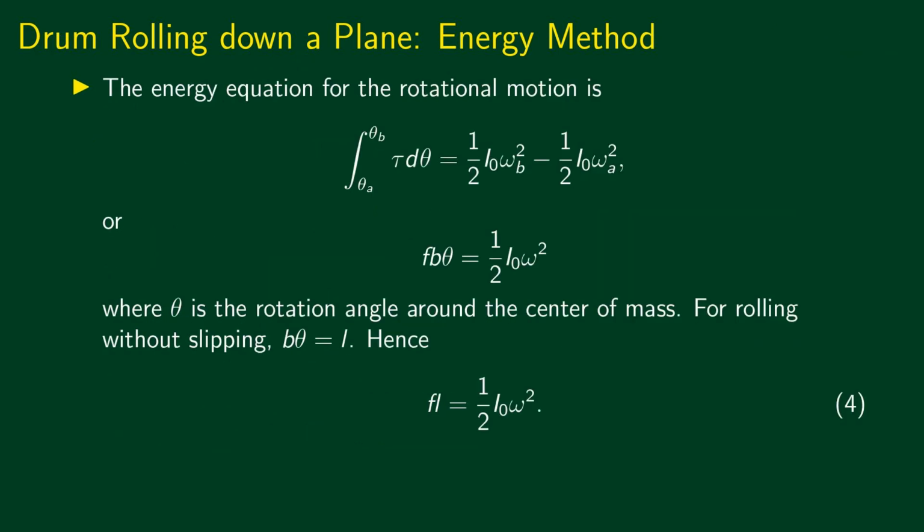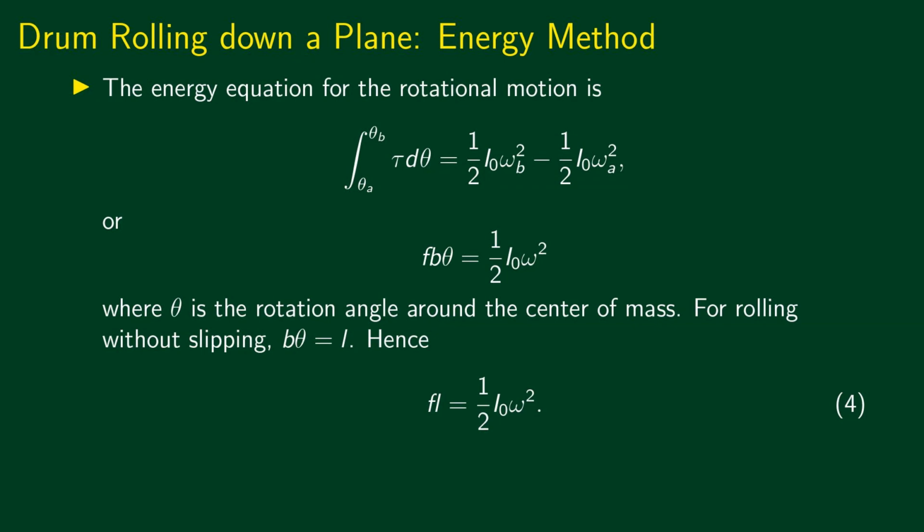Now we have got one equation. Let's also write the energy equation for rotational motion. This is the integral from theta a to theta b of tau d theta, and the work energy theorem for rotational motion says that is equal to half I0 omega b square minus half I0 omega a square. This tau we can pull out of the integral. You integrate d theta between theta a and theta b, and that gives you theta b minus theta a.